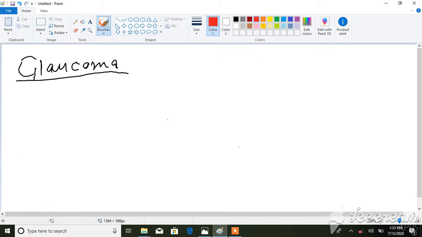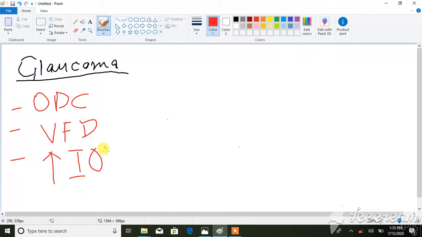So it is characterized by optic disc cupping. There is visual field defect and elevated IOP. Intraocular pressure is raised, and that causes glaucoma. In glaucoma, what happens is that there is irreversible damage to the optic nerve.